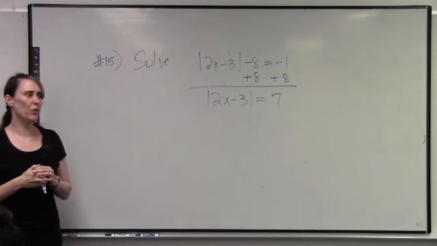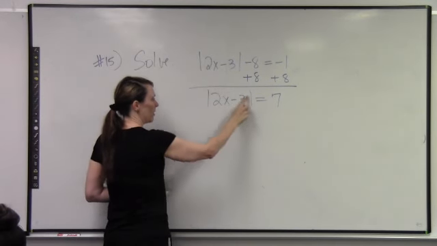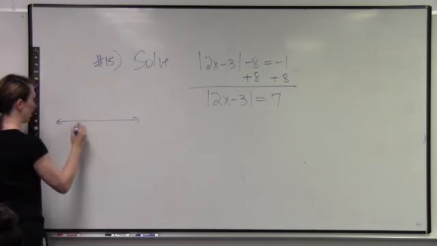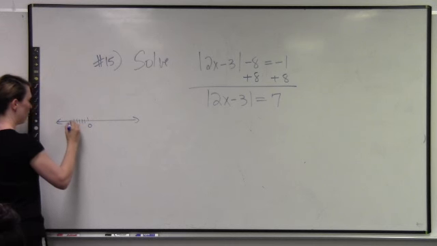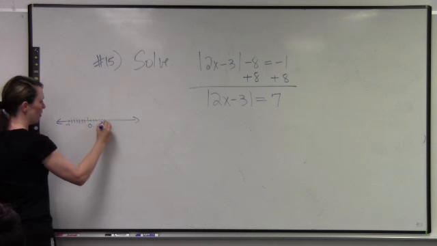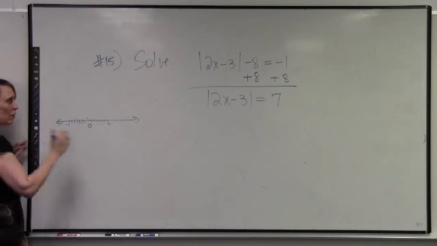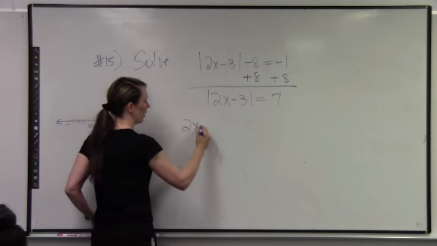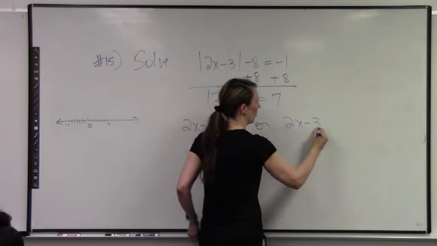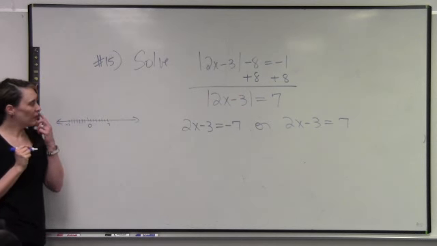And remember, absolute value is referring to a distance. So a distance between a negative 7 and 0 would have a distance of 7, as well as the distance between a positive 7 and 0 would have a distance of 7. So we're going to take 2x minus 3, set it equal to a negative 7, or 2x minus 3 is going to equal a positive 7. And we're going to have to solve in each case.